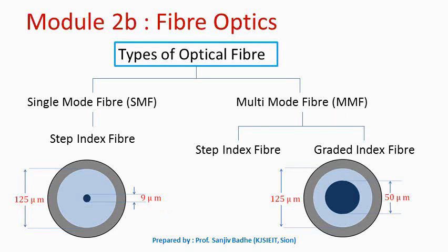Multi-mode optical fiber can be of two types, actually, step index fiber and graded index fiber, and the diameter of the core is increased to 50 micrometers in the case of multi-mode fibers.